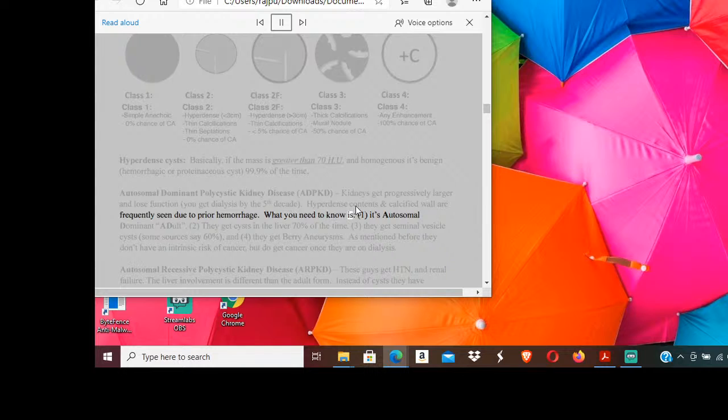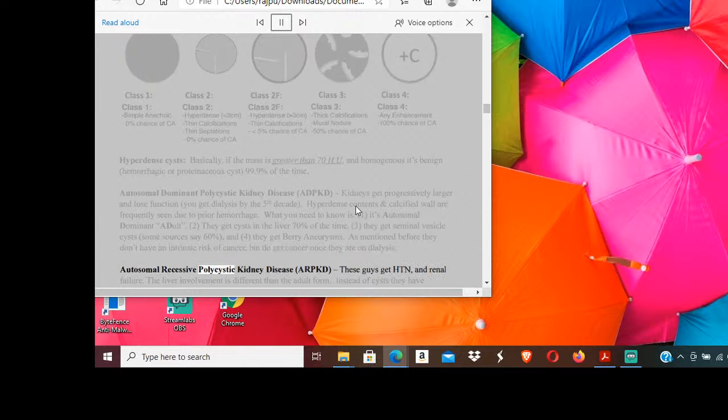What you need to know is: 1. It's autosomal dominant, ADPKD. 2. They get cysts in the liver 70% of the time. 3. They get seminal vesicle cysts, some sources say 60%. And 4. They get berry aneurysms. As mentioned before, they don't have an intrinsic risk of cancer, but do get cancer once they are on dialysis.